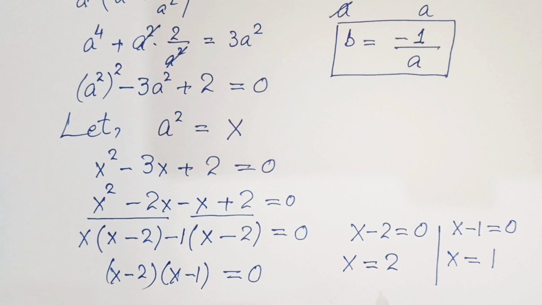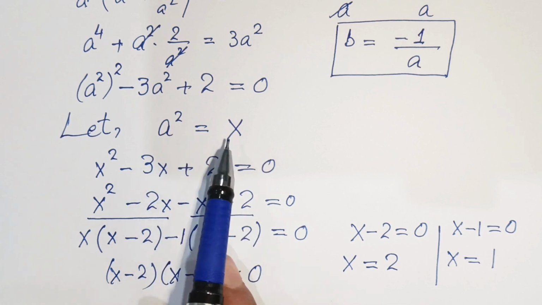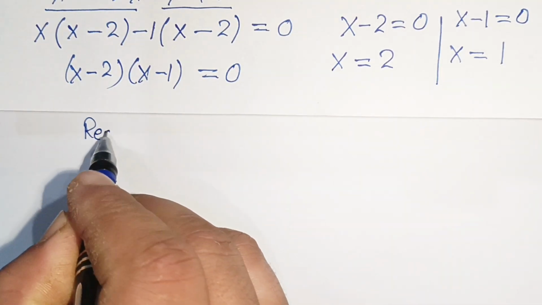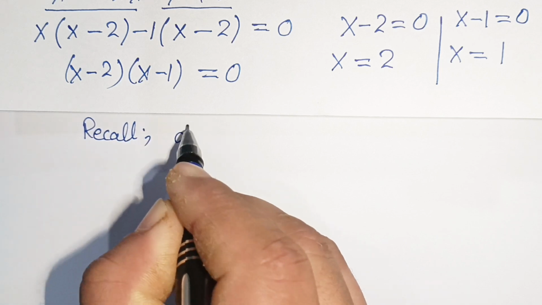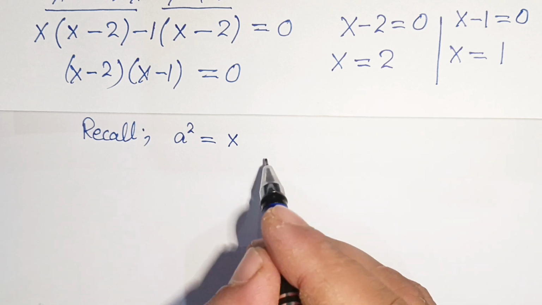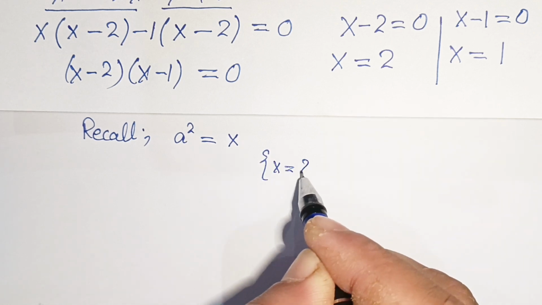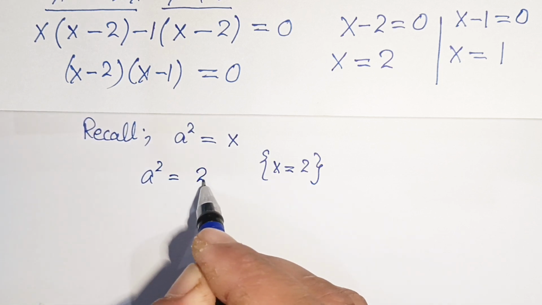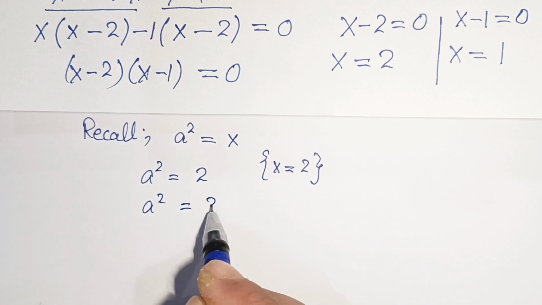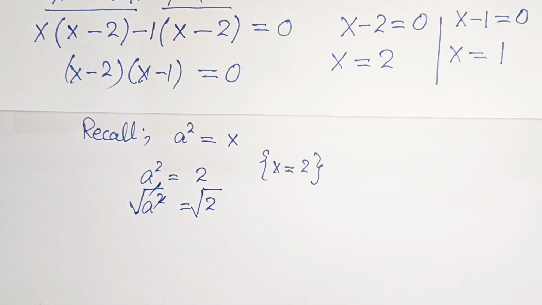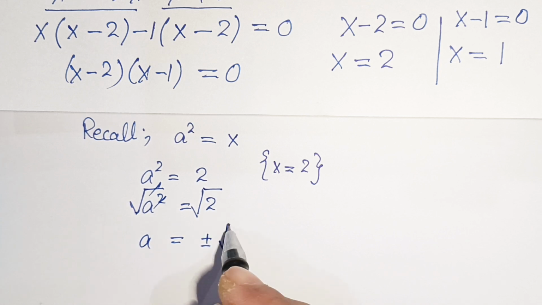Now we have to recall our supposition, a squared is equal to x. So here, recalling our supposition, a squared is equal to x. Now putting the value of x, we have two values of x. So if x is equal to 2, then we get a squared is equal to 2. Now, taking the square root on both sides, the square is cancelled out with the square root. We have a is equal to plus minus square root of 2.